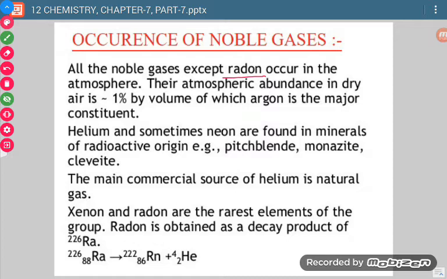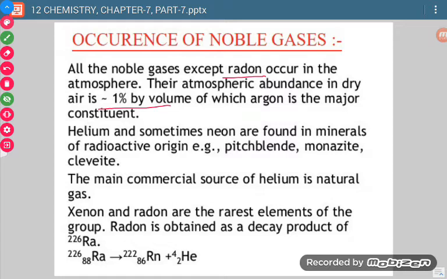The atmospheric abundance in dry air is near about 1% by volume, of which argon is the major constituent. So if we talk about all the noble gases, then near about 1% they are present in air, and that 1% is the combination of all. The major part is argon.